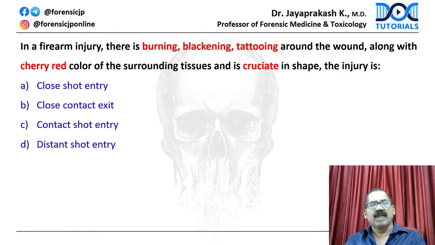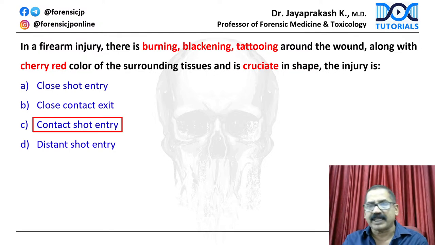Okay. Now, in a firearm injury, there is burning, blackening, tattooing around the wound along with cherry red color of the surrounding tissue, and it is cruciate in shape. Whenever the injury is cruciate, it has to be a contact shot. It has to be a contact shot.